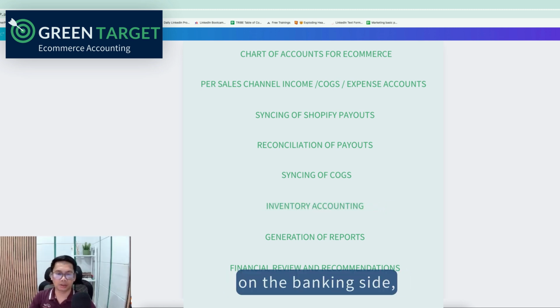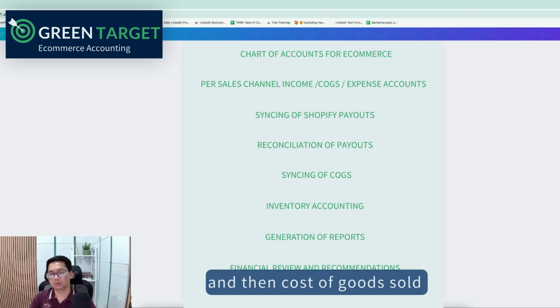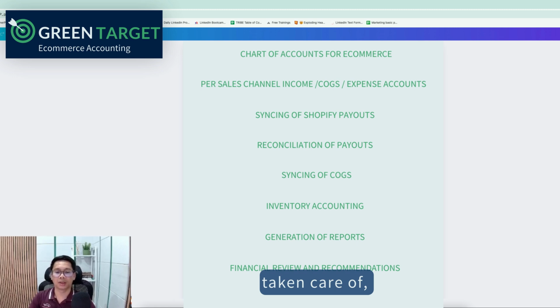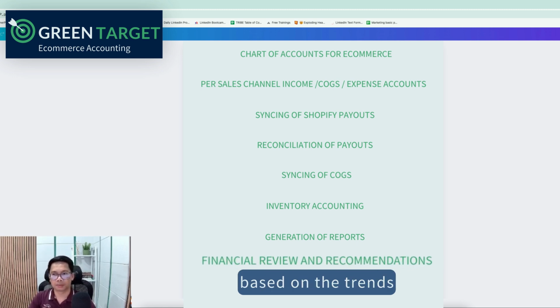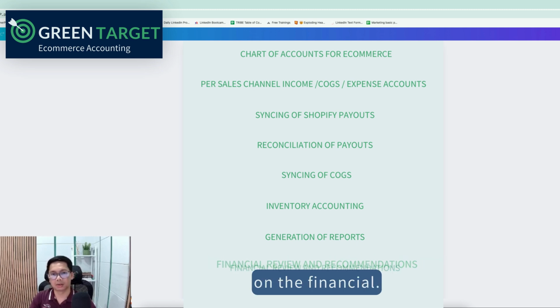After all has been done on the banking side, Shopify payouts and sales, and cost of goods sold and inventory have been taken care of, it's time to generate the reports and analyze the financials of the business. The last part is the financial review. Based on the trends and the issues and problems that I see on the financials, I also make recommendations on how to better understand them and some solutions that can help the business owner solve the financial challenges that I have seen.